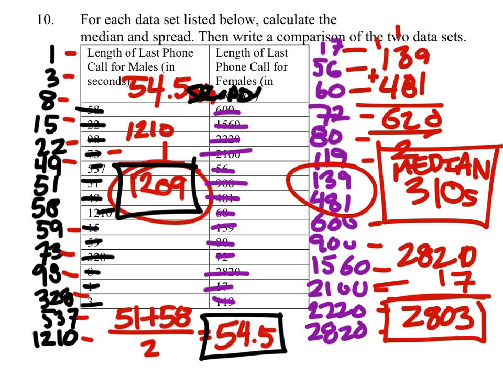And there we go, 4 answers for 1 problem. That's very nice. That's true, because there's one more answer we have to give. Then write a comparison of the two data sets.